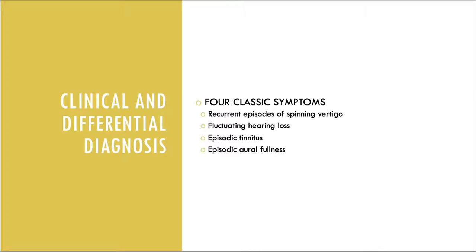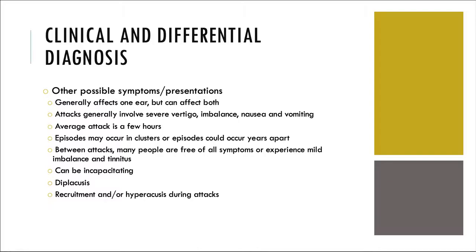While these are the 4 classic symptoms of Meniere's disease, it is possible for people to experience other symptoms as well as other forms of presentations of Meniere's disease. For instance, as I mentioned, it is generally affected in one ear, but it can affect both. In fact, there have been studies that have shown that half of the people who have had Meniere's disease in one ear for at least 15 to 20 years will eventually develop Meniere's disease in the opposite ear.